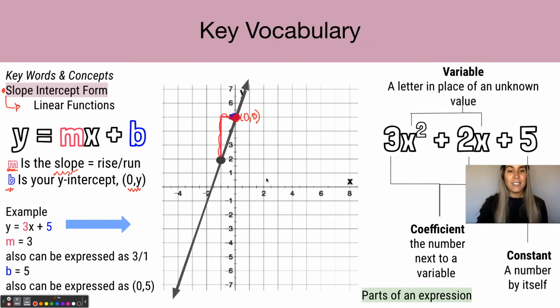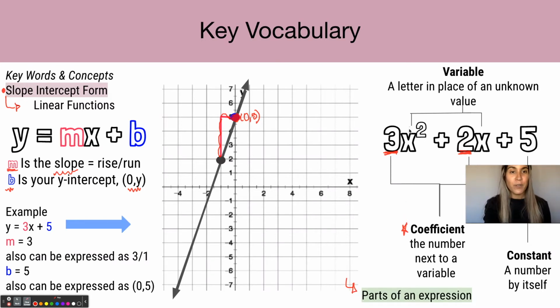Now, let's look at our parts of an expression. So we have here the expression 3x squared plus 2x plus 5. It's an expression, not an equation. It does not have an equal sign. So the numbers that are attached to the variable, that are right next to the variables, are our coefficients. Numbers right next to the variables are our coefficients.